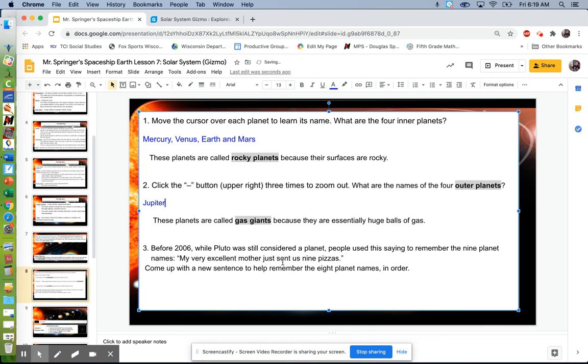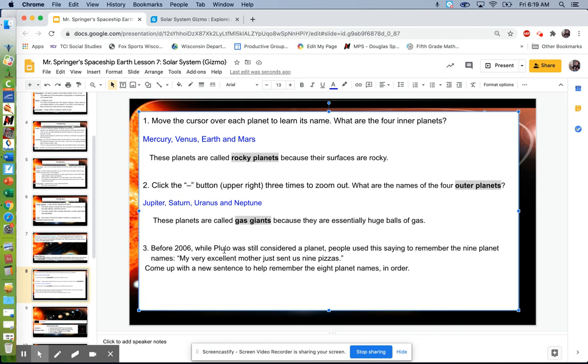Jupiter, Saturn, Uranus, and Neptune. These planets are called gas giants because they are essentially huge balls of gas. Yeah, that's pretty crazy. They're planets, but they're really just humongous balls of gas.